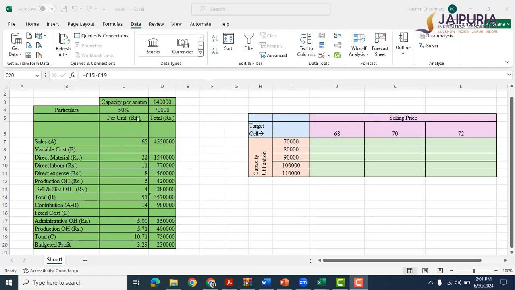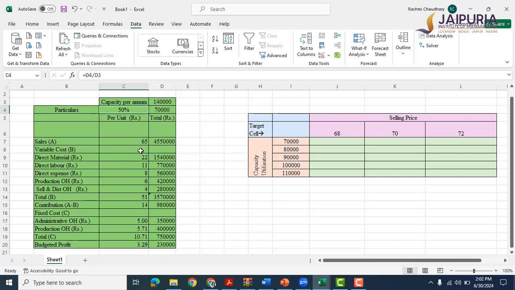In this data set, the company's annual capacity is 1,40,000 units, wherein at present in this particular year, the company is producing and selling 70,000 units. That means the company is working at 50% capacity. The sales figures, variable cost, fixed cost, and the operating profit of the company have been calculated for 70,000 units.